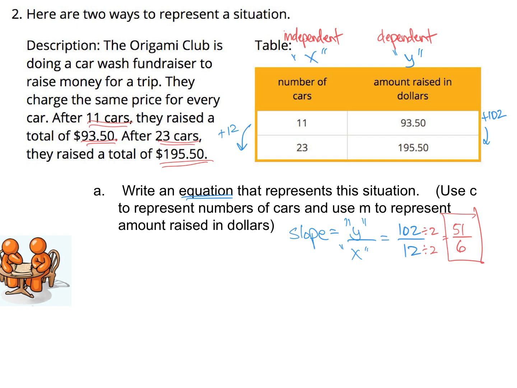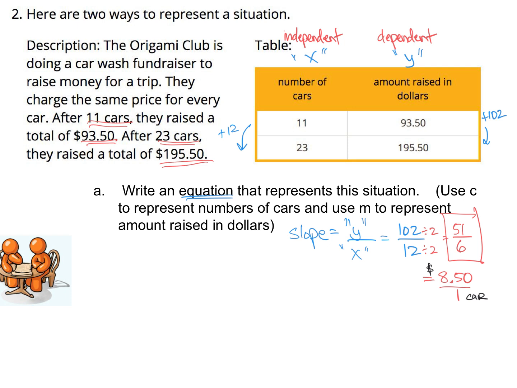Eventually we want to go ahead and write an equation. We are dealing with money. So in this situation, let's divide 51 by 6. And what do we get back? That is $8.50 over 1. So what does that mean? So for every car, because that's the Y, that we wash, they get $8.50.